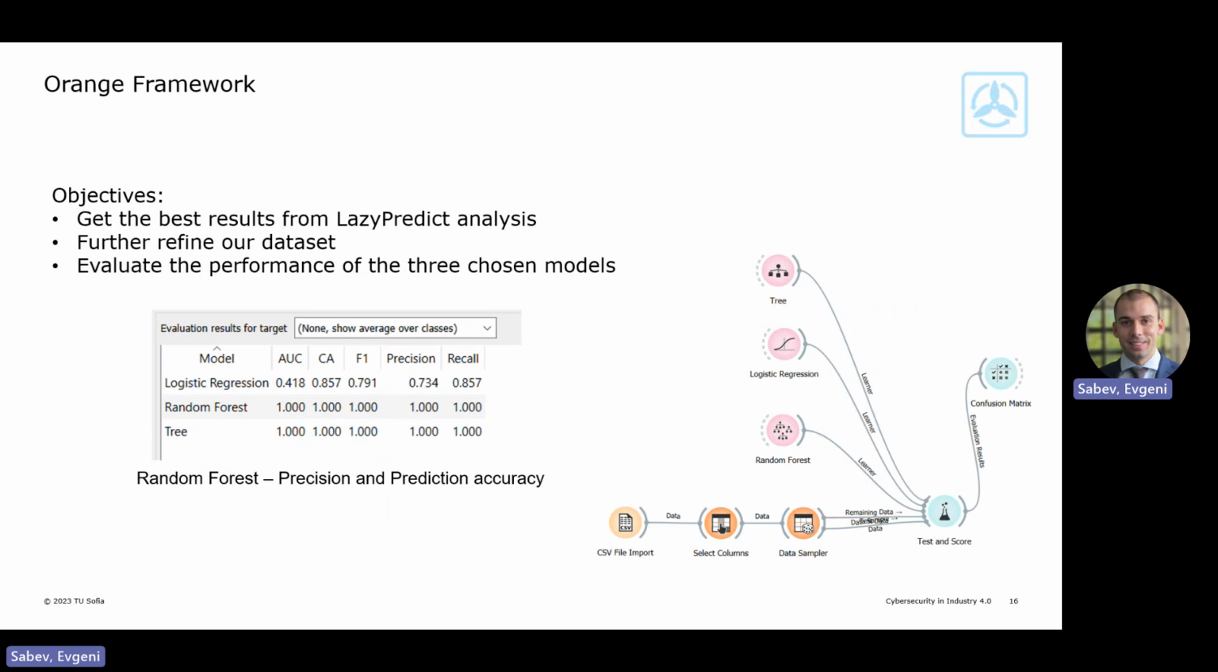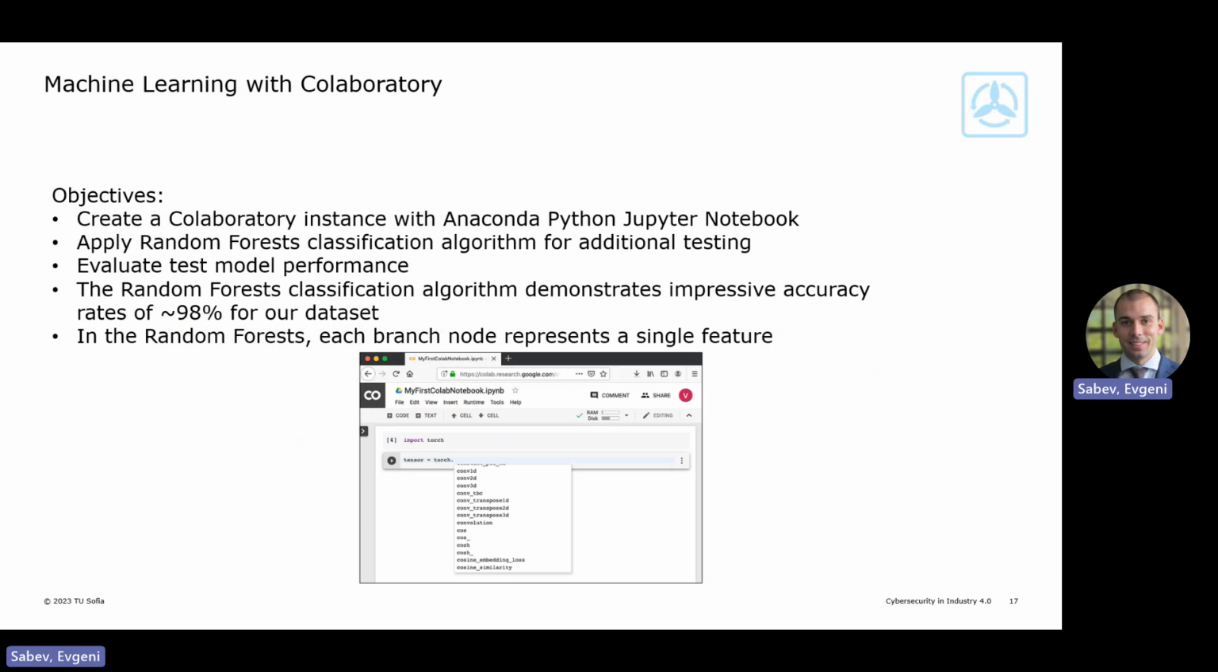So in our framework, we have been evaluating very carefully with the data samplers, and then creating the confusion matrix to be able to see which different algorithm is performing in which way, so that we can choose that particular algorithm and continue some additional testing in Colaboratory.